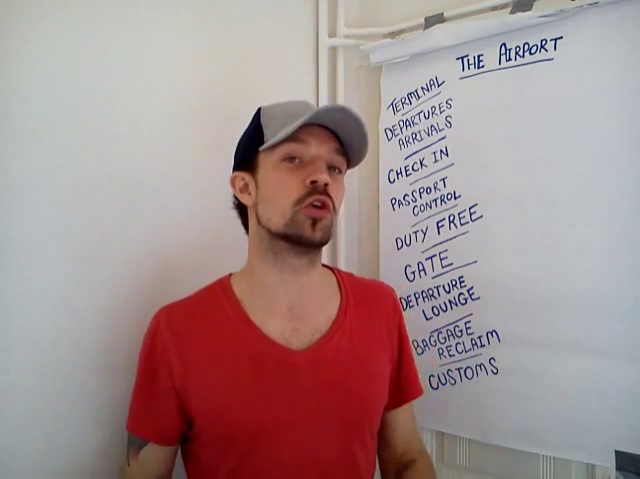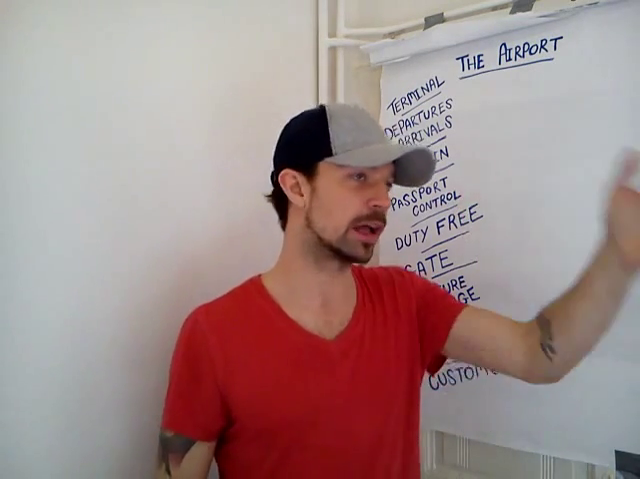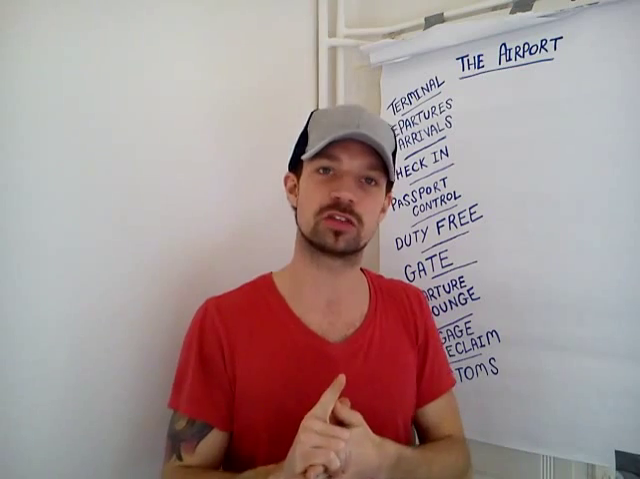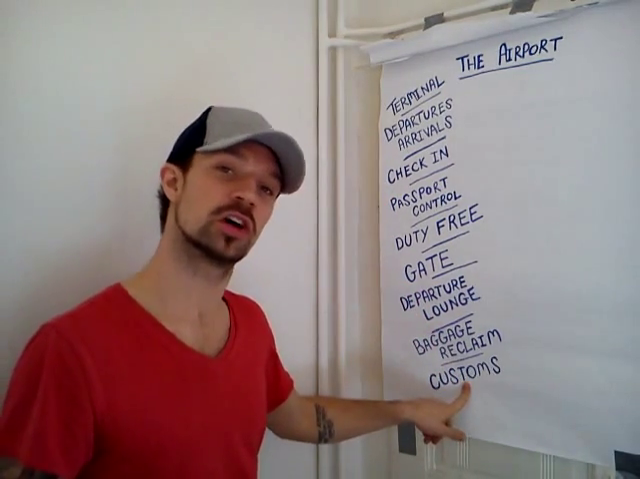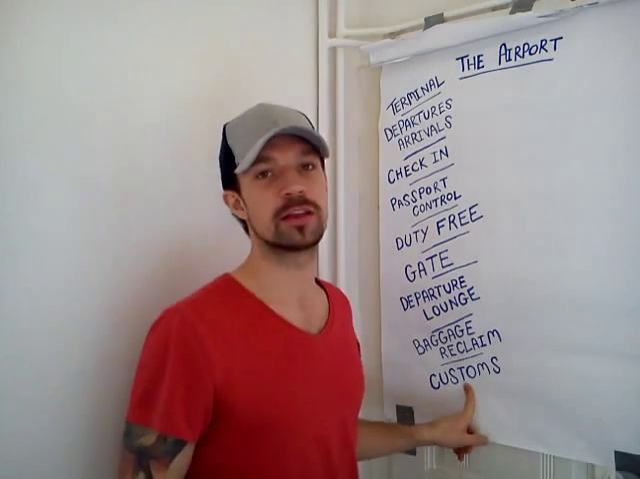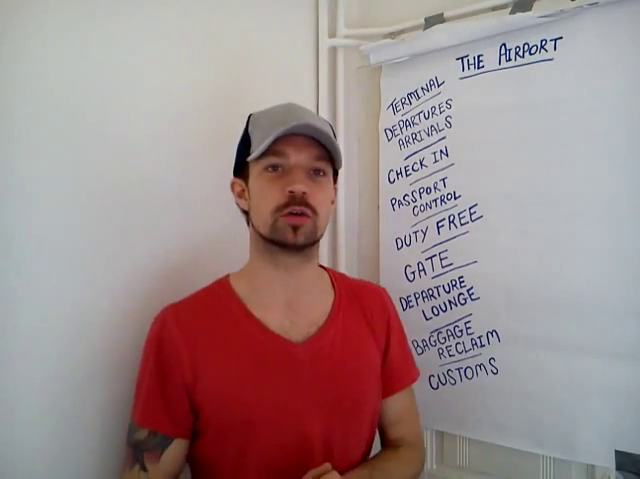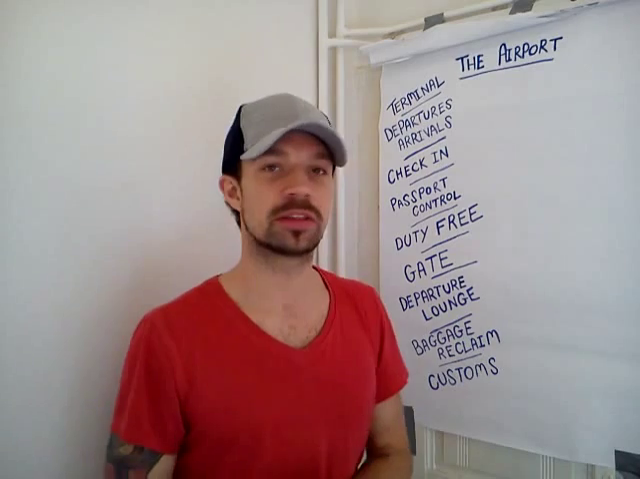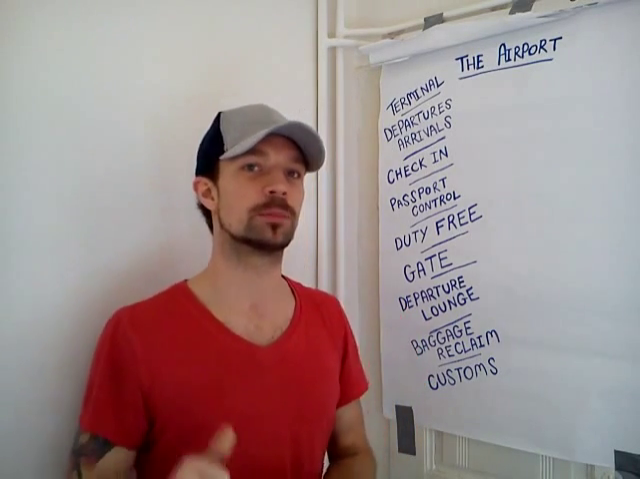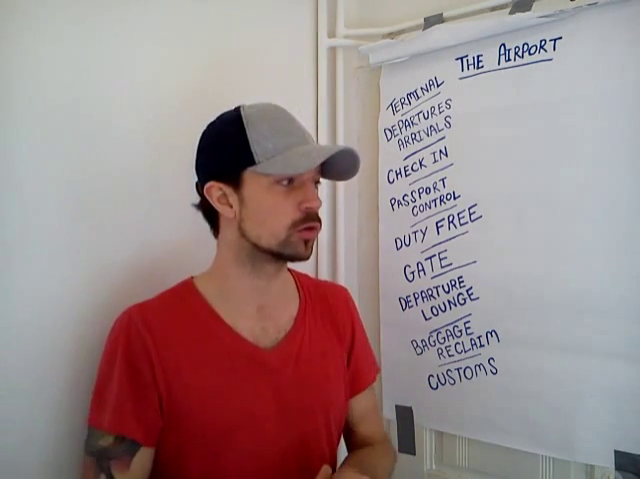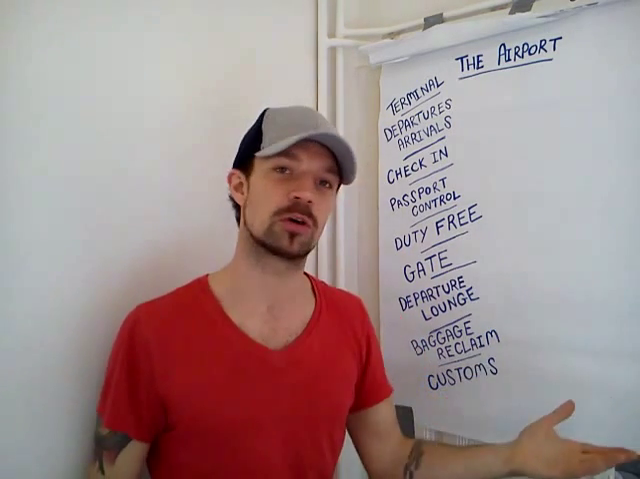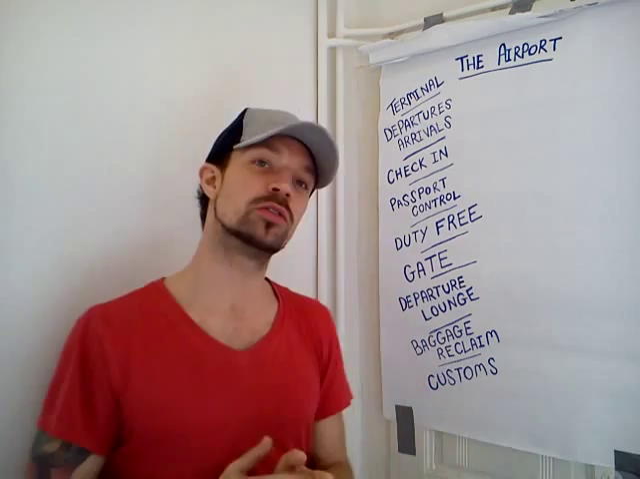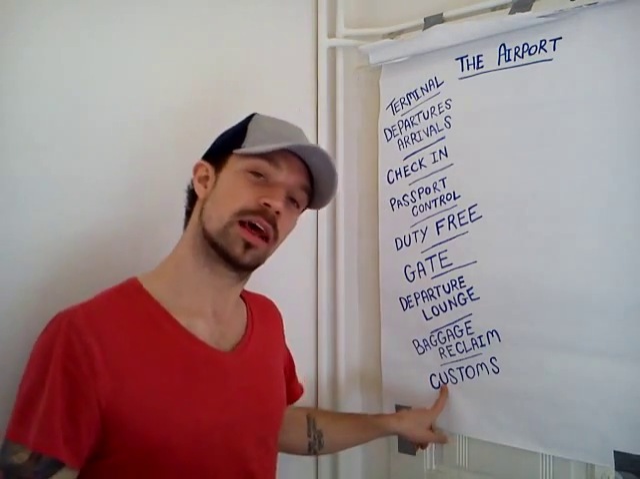Now, your journey is almost through. You have your luggage, you're at your destination, but there's one more place you must go to. And this place is the customs. And this is where the security have to check that you're not bringing any illegal things into the country, for example, drugs or firearms or illegal amounts of money, if you're bringing too many cigarettes, too much alcohol, things like this.